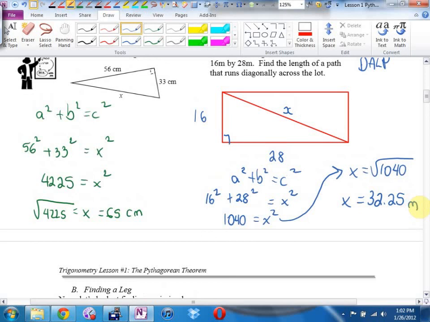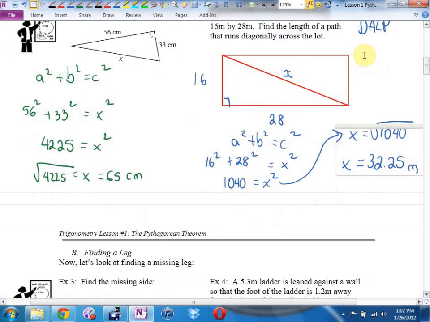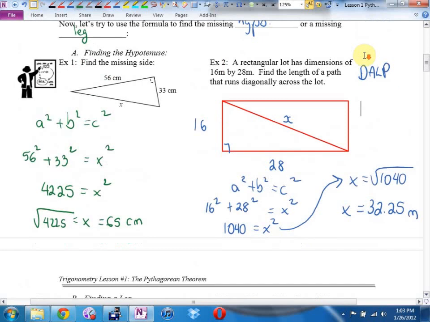Am I right? Okay. Sometimes I can ask you to find the hypotenuse, sometimes I can ask you to find a leg. What do I got? 102?